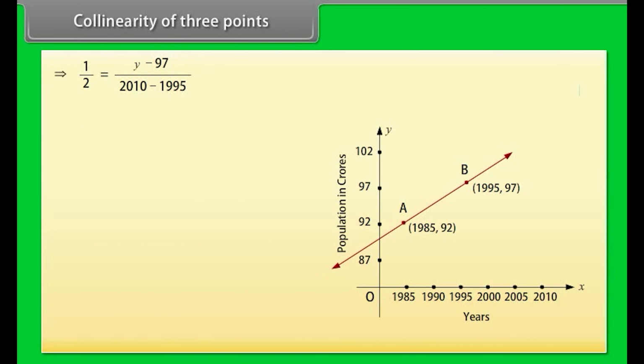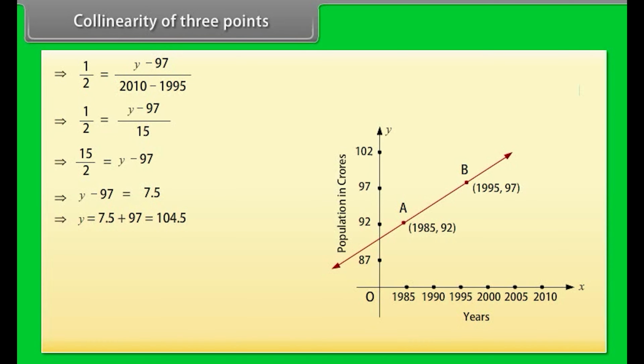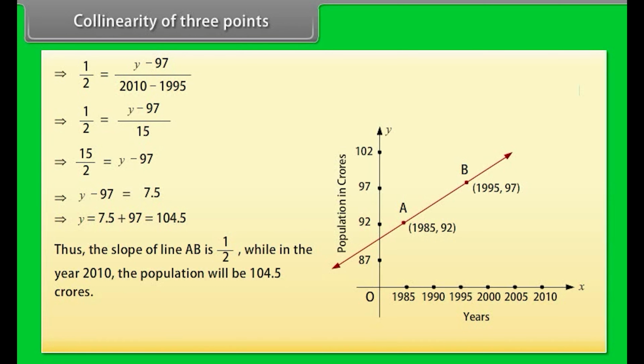1/2 is equal to (y minus 97) divided by (2010 minus 1995). On solving, we get y is equal to 104.5. Thus, the slope of line AB is 1/2, while in the year 2010, the population will be 104.5 crores.